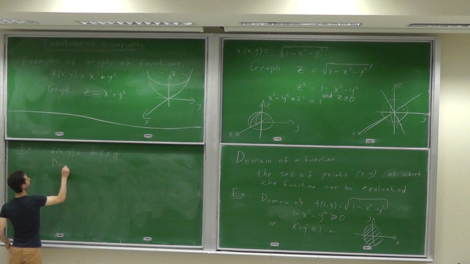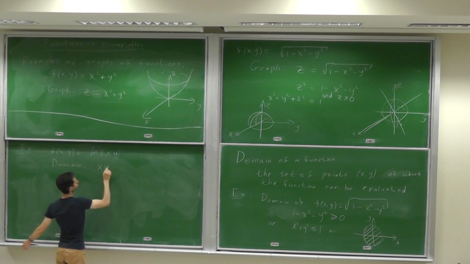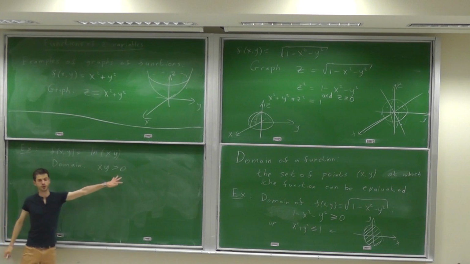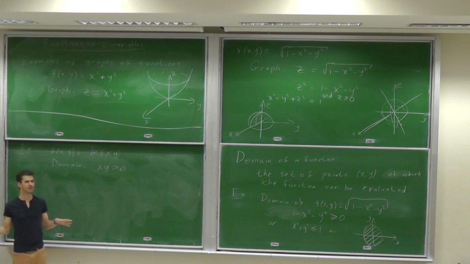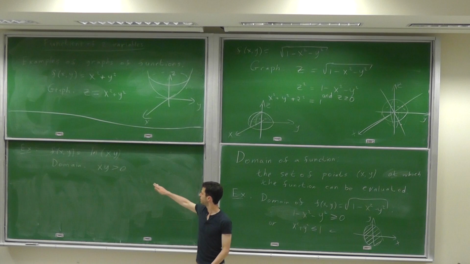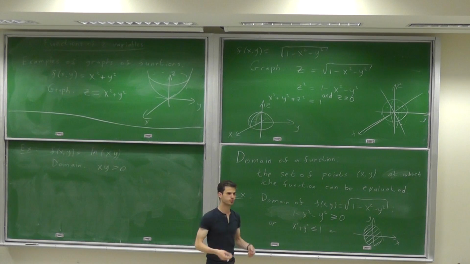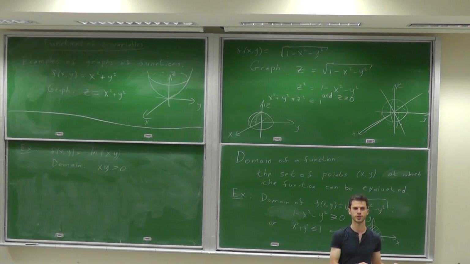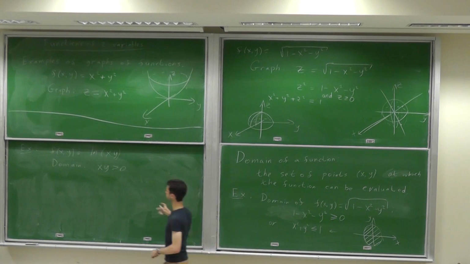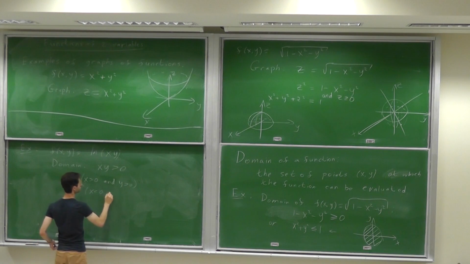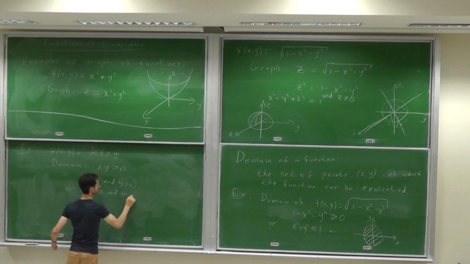So domain, I want to make sure that xy is positive. Well, still a complicated condition. I can't really imagine how it looks like, but I'm almost there. Xy, well, the product of two numbers is positive in two cases. Either both of them are positive or both of them are negative. So this is equivalent to saying that x is positive and y is positive, or x is negative and y is negative.